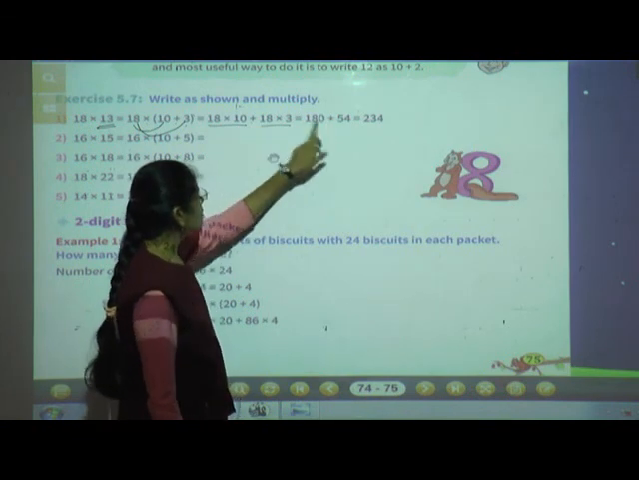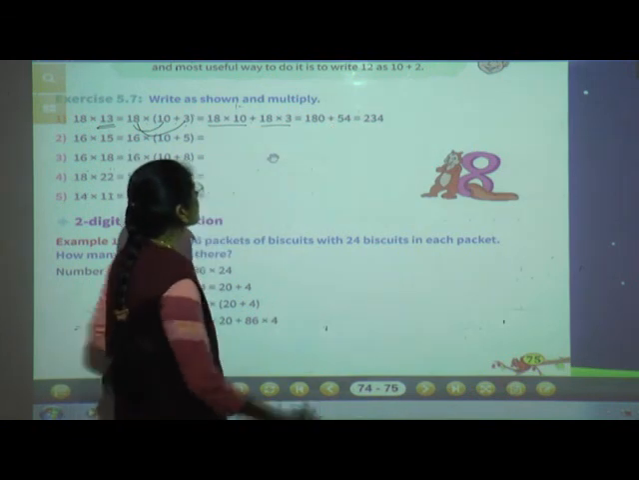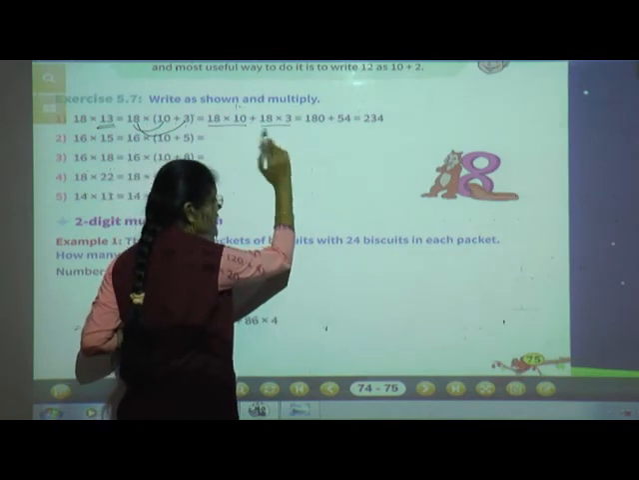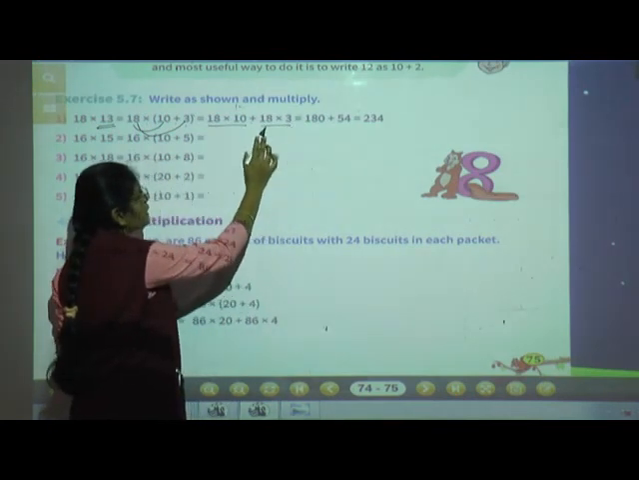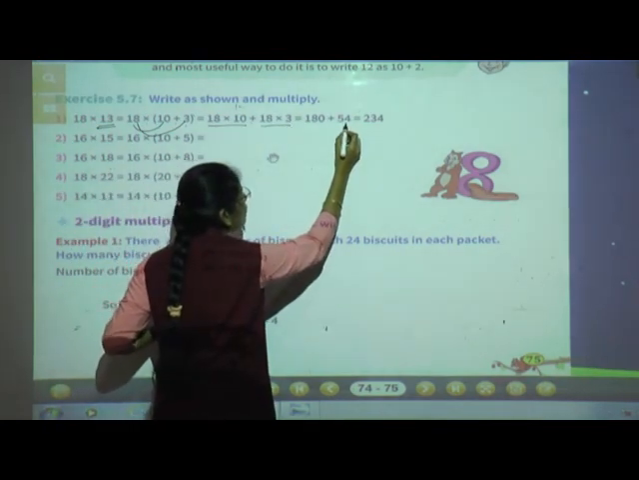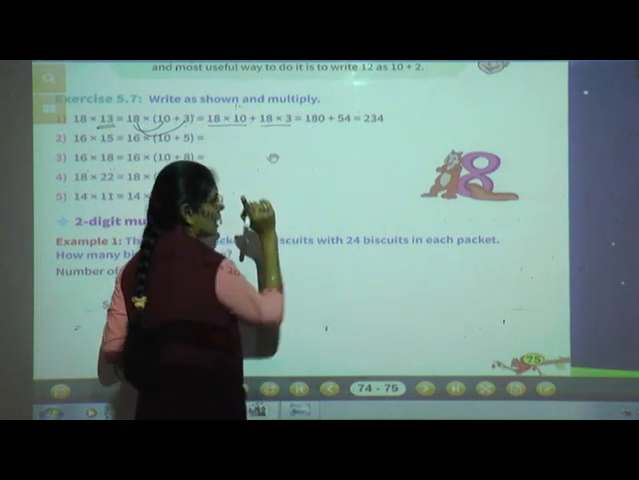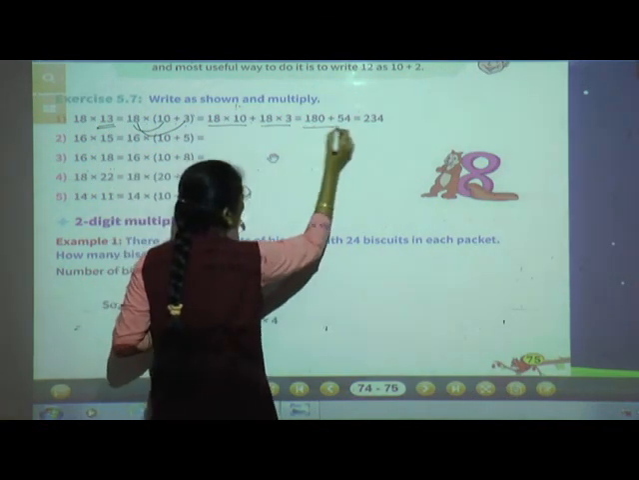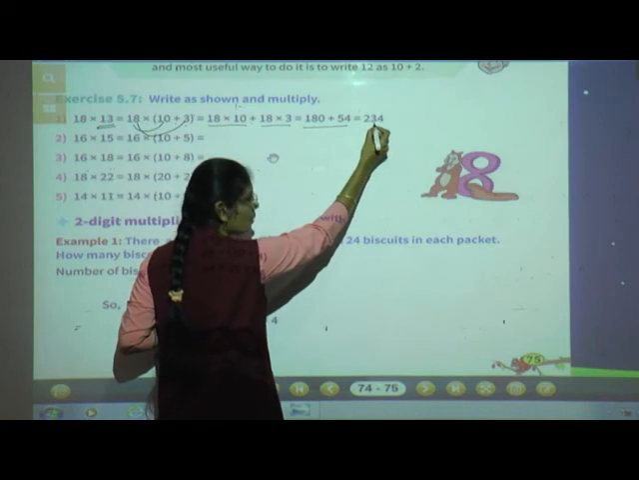Then a plus sign is there, so give a plus sign. Then 18 into 3, you have to do the multiplication. 18 3s are 54. Then afterwards, at the end, what you have to do? You have to add these two numbers to get your answer.